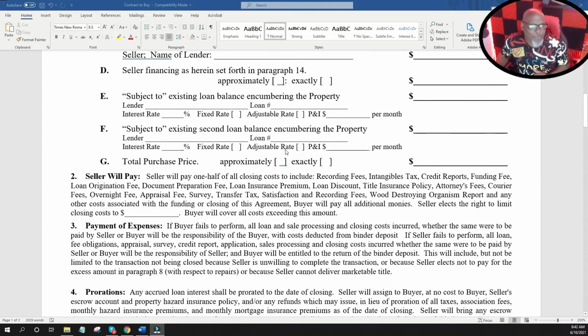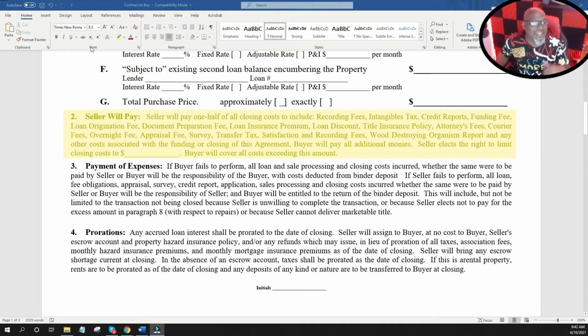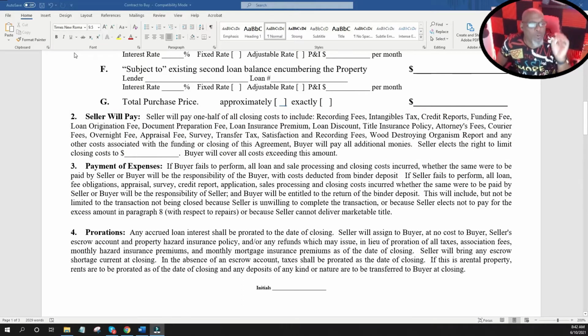Now, in part 2, it says seller will pay 1/2 of all closing costs. Now remember, this is geared towards a contract that you can change any way you want. So number 2 covers the closing costs and who's responsible for transfer taxes and so on. So it could be a 50-50 situation where the buyer pays their closing costs and the seller pays their closing costs, or you could easily say the seller is responsible for paying all closing costs.